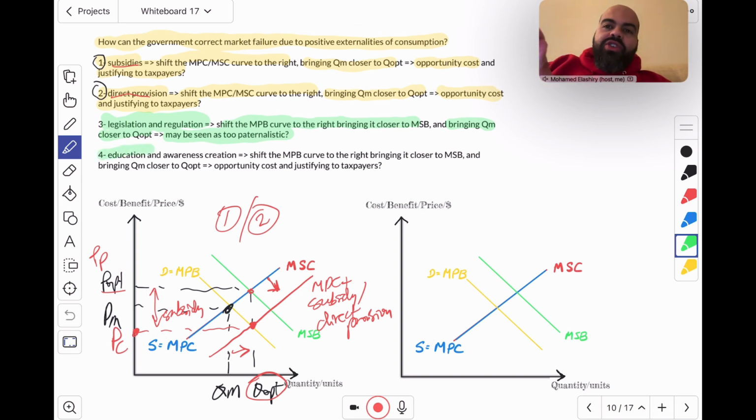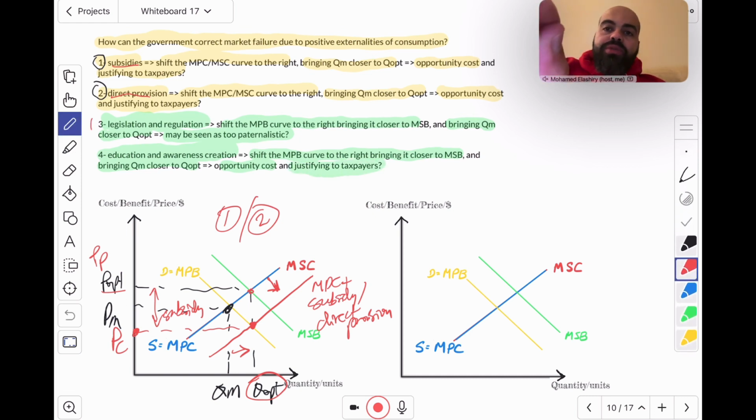Education and awareness creation. So by educating the public about the benefits of this good or service, the benefits of vaccination, the benefits of seeing your doctor for an annual physical so that you can catch anything early, the benefits of getting a vaccine. Again, this shifts the MPB curve to the right, bringing it closer to MSB and bringing QM closer to Q opt, but involves an opportunity cost and requires justification to the taxpayers as well.